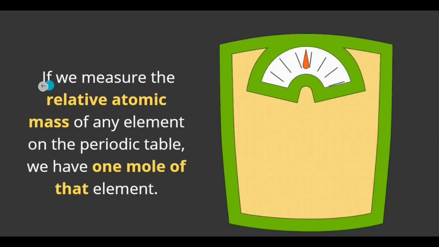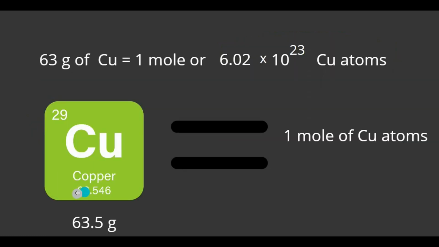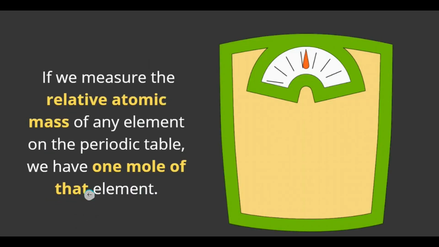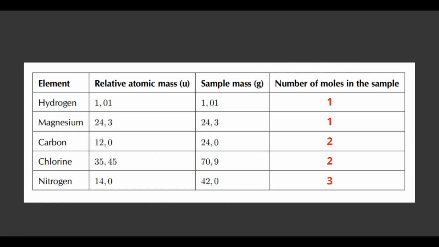So this is essentially, if you measure the relative atomic mass of any element, let me go back. So this is the relative atomic mass. If you measure it for any element of the periodic table, we have 1 mole of that element. If that is not clear, let us look at this table here. If you look at your periodic table, hydrogen has a relative atomic mass of 1.01. Now, if you were to take a scale and weigh exactly 1.01 grams of hydrogen, we would know that you have 1 mole of hydrogen.